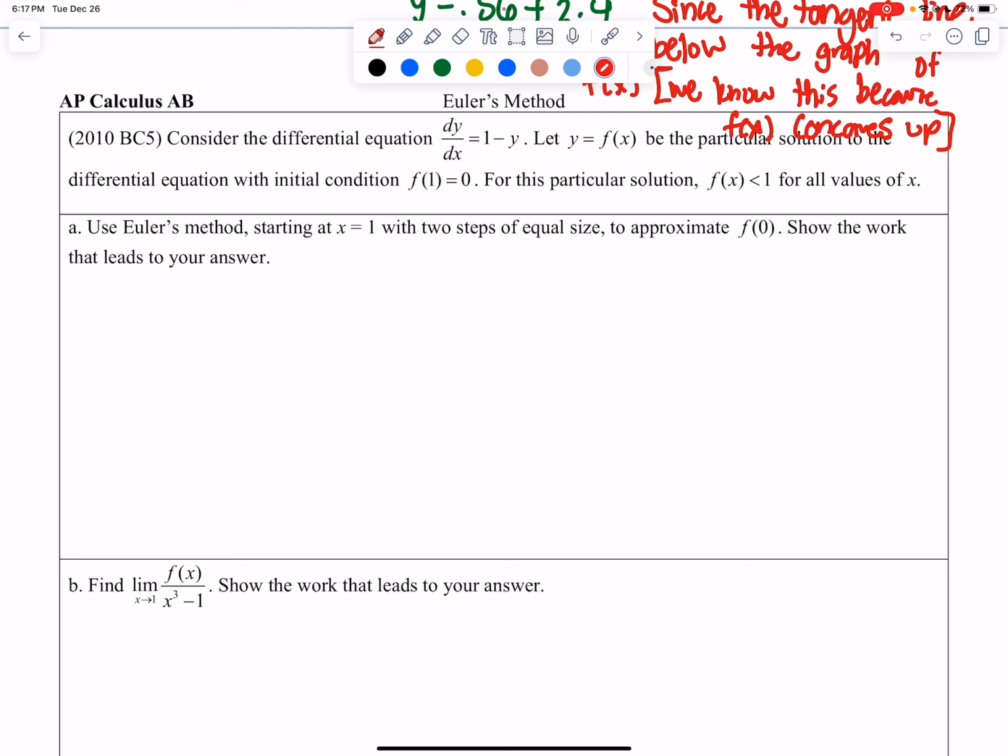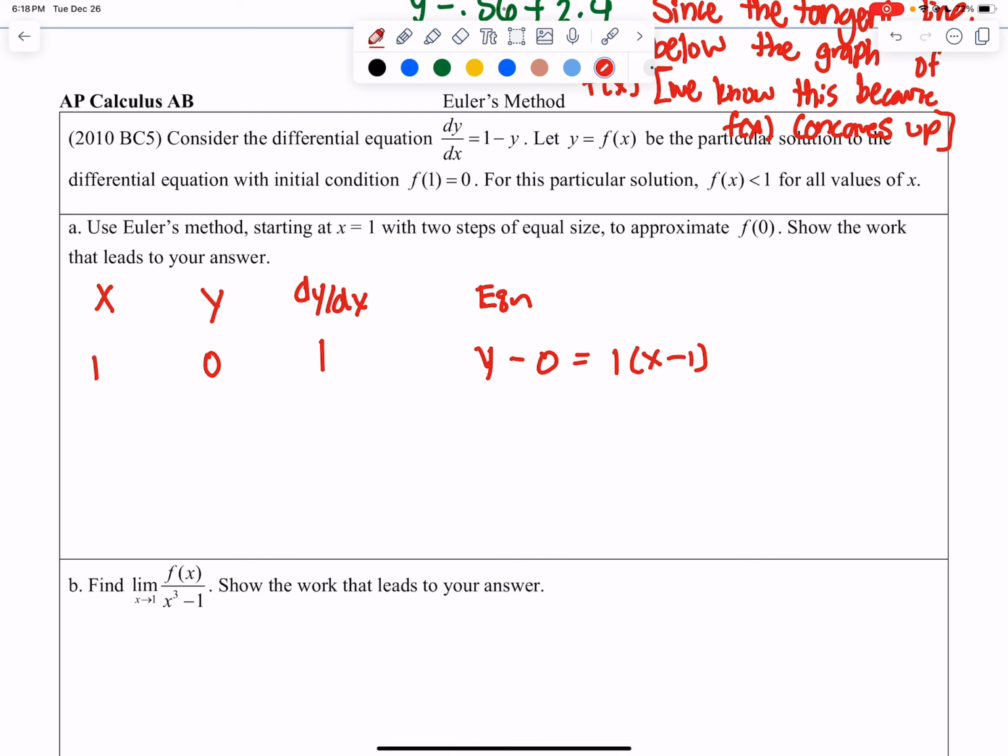All right, part A says use Euler's method starting at x equals 1 with two steps of equal size to approximate f of 0. Show the work that leads to your answer. So we know that f of 1 is equal to 0. 1 minus 0 is 1, so my slope is 1. My equation is y minus 0 is equal to 1 times x minus 1.